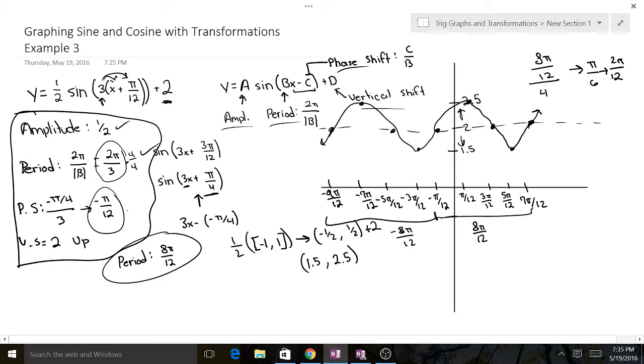Phase shift. Did we move to the left pi over 12 units? Well, our midline starts at negative pi over 12, so it looks like we did. That's a check. Vertical shift, did we move up 2? Well, we went from 1/2 and negative 1/2 all the way up to 2.5 and 1.5. Looks like we did that. So we did all those things. We literally changed everything we could here. If you can do this one, you can do any of them.